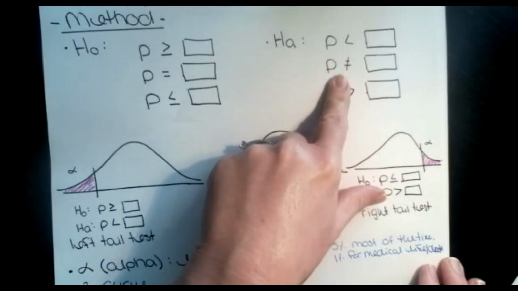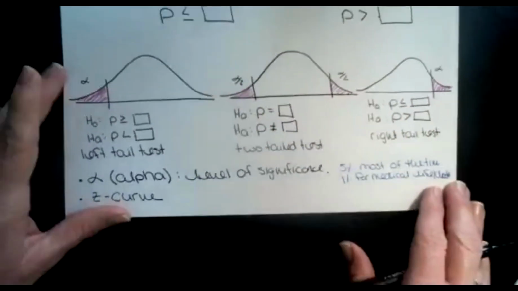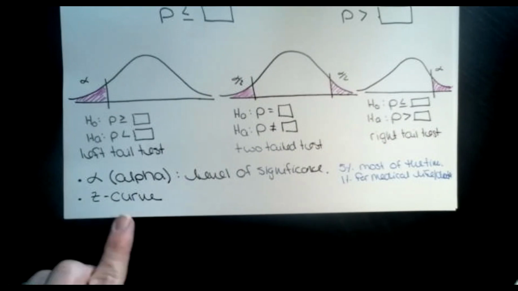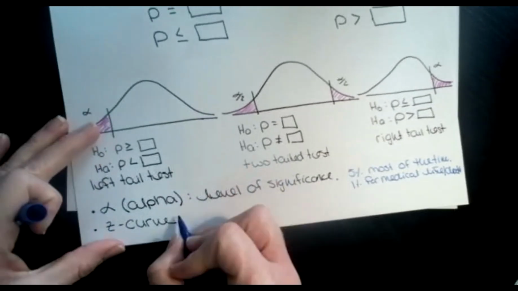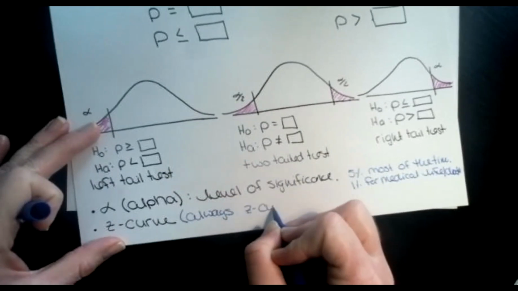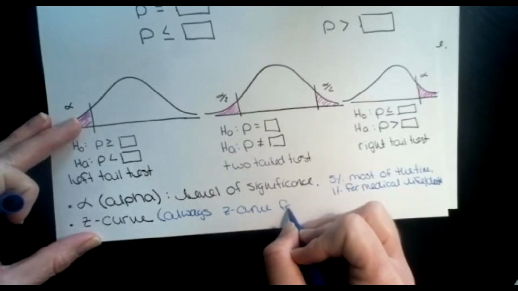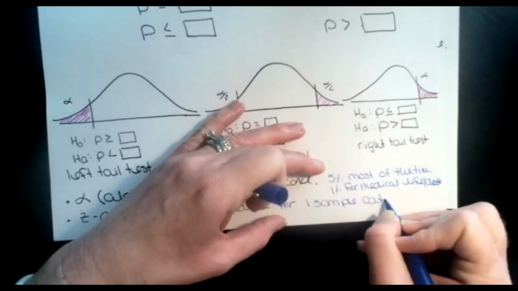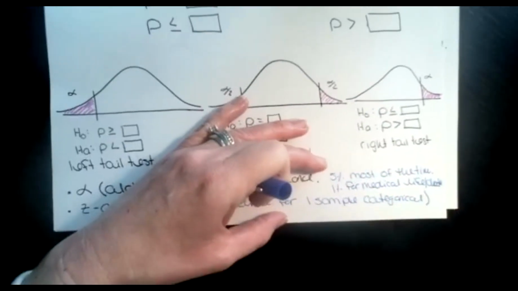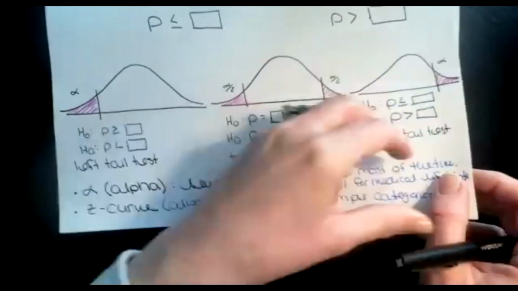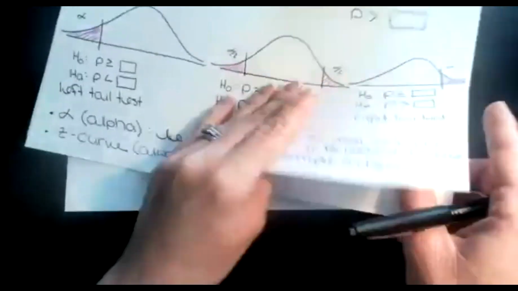Once you identify what you want for your HA, your null comes right from that. You can pick out your alpha quickly and you're always going to write Z curve. It doesn't change until we get to numerical data. So for categorical data, it's always this. So let me just write that. Always the Z curve for one sample categorical data, okay? All right, so that's my second step. So let's take a look at what the third step could be here.